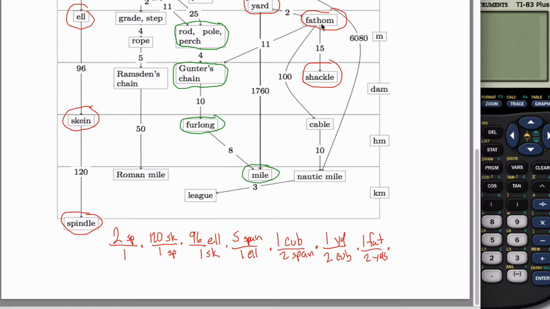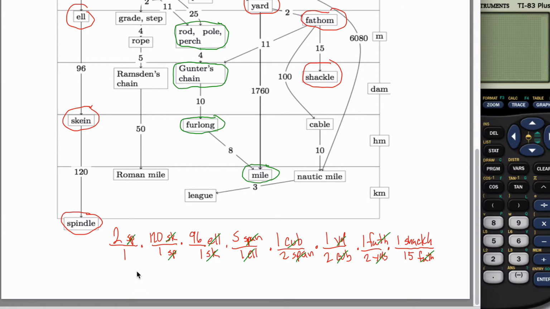And then finally, I can change from fathoms to shekels. Apparently there are 15 fathoms in a shekel. Do that. Now let's cancel some stuff out. Oh, nice. My spindles canceled. My whatever SK stood for canceled. My L canceled. My span, my cubits, my yards, my fathoms. I'm left with shekels. That's a good thing. Okay, so now I just have to multiply this whole thing across to figure out what my answer is.